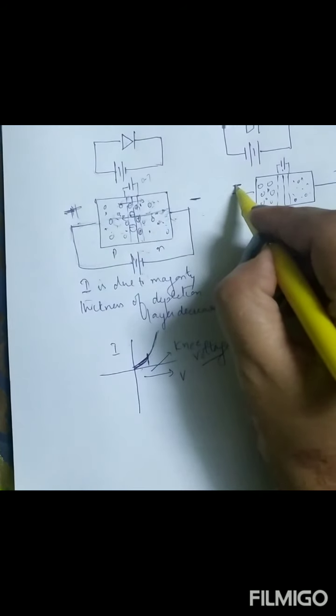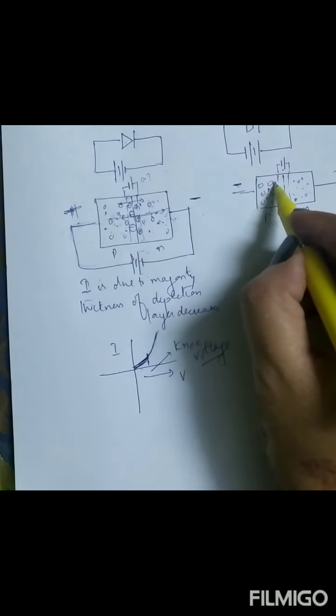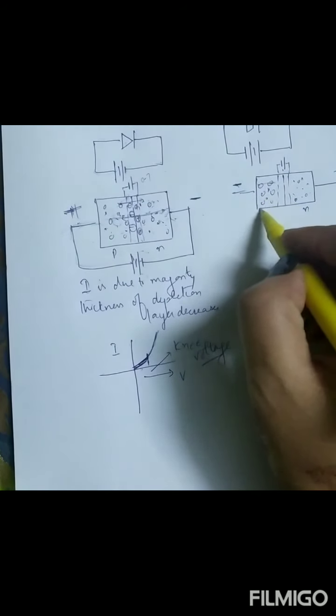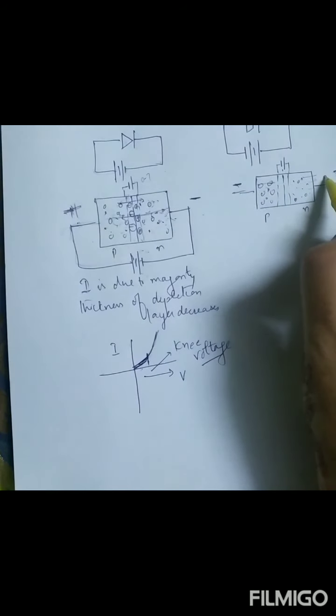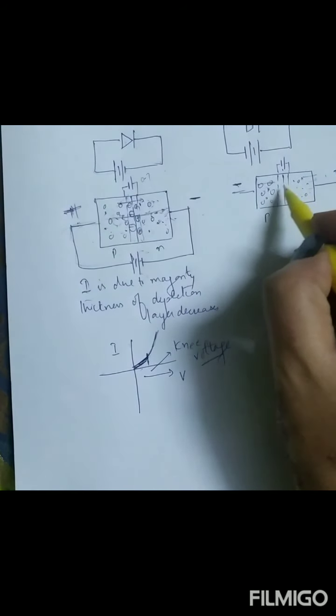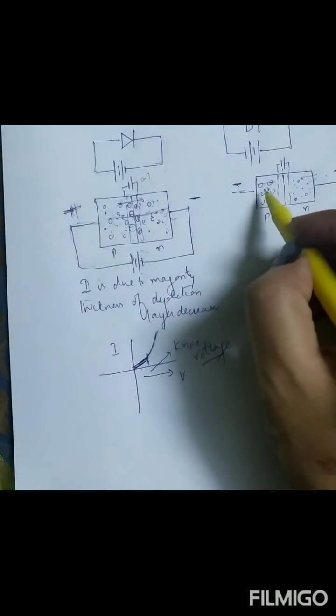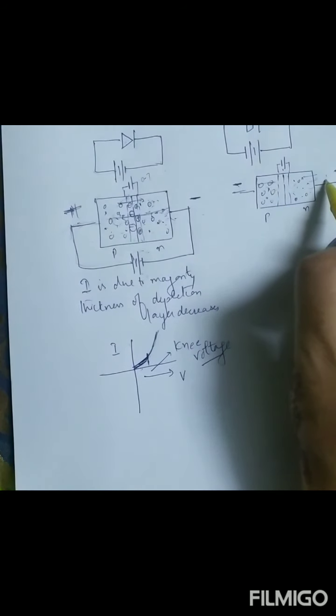Now here negative is there. So what will negative do? Negative will attract the holes towards itself. And here positive is there, positive will attract the electrons. Means these will attract the majority charge carriers. So how will majority charge carriers cross the barrier? They cannot cross because they are getting attracted in the opposite direction. So there will be no current at all.